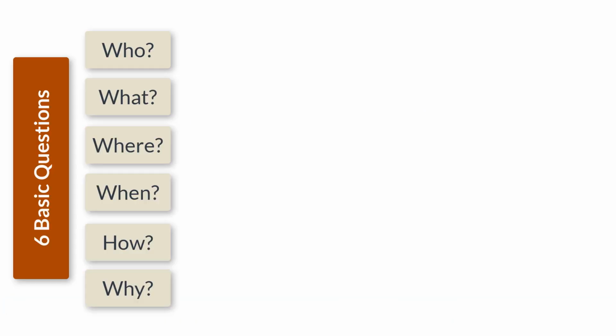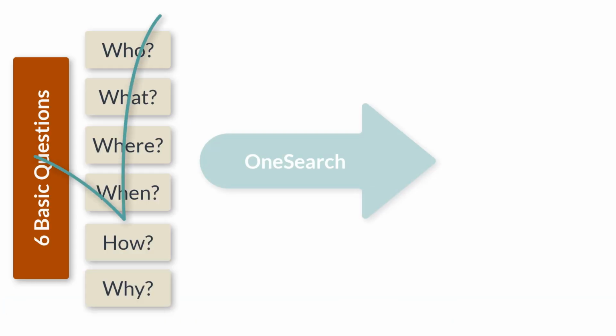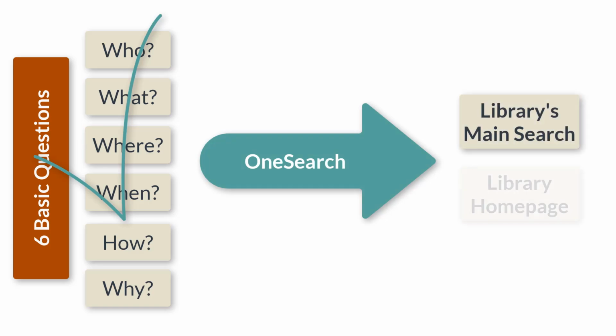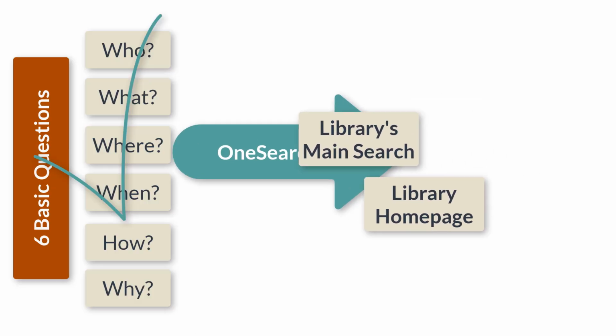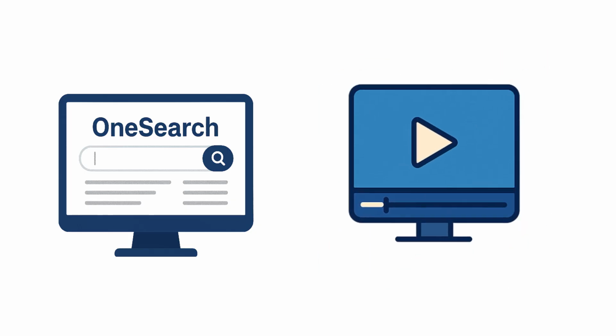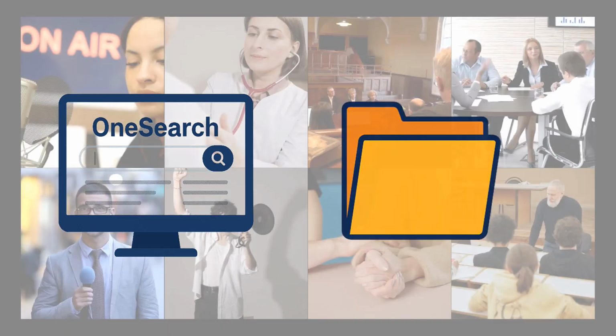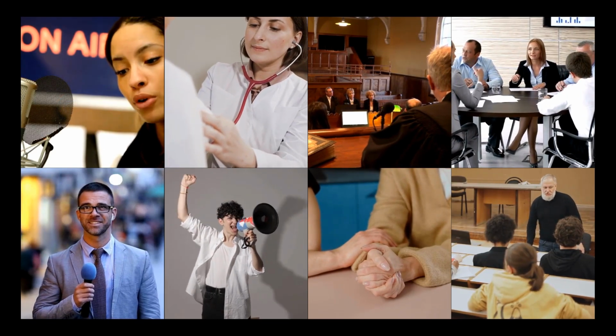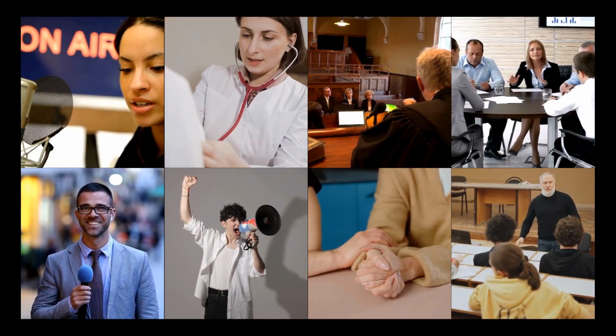Now that you've answered the 6 basic background knowledge questions, it's time to dive deeper with OneSearch. OneSearch is the library's main search tool. It's right on the library homepage. Use it to find physical books, ebooks, scholarly journal articles, videos, news articles, and more. These sources bring in a variety of voices from researchers, scientists, journalists, and professionals.